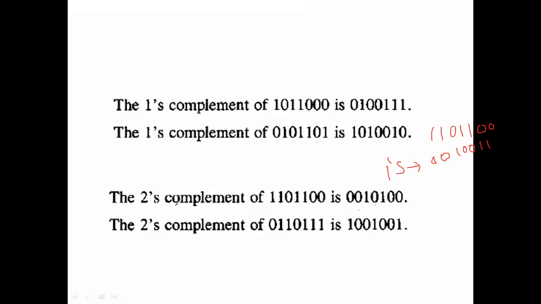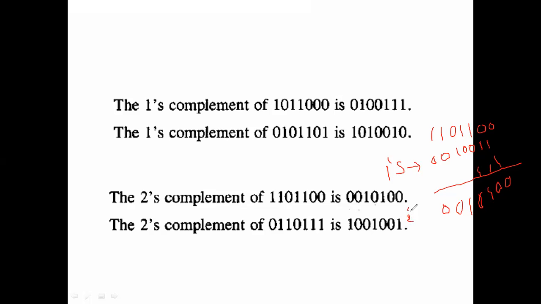How to get the 2's complement? Adding 1. So add 1 here. Then 1 plus 1: the sum is 0 and the carry is 1. Always, in binary addition, 1 plus 1 means the sum is 0 and the carry is 1. Here also 1 plus 1, so 0 is the sum and the carry is 1. 0 plus 1 is 1.